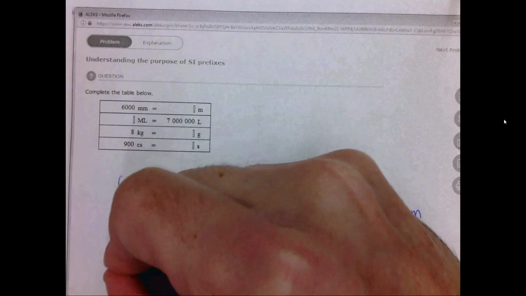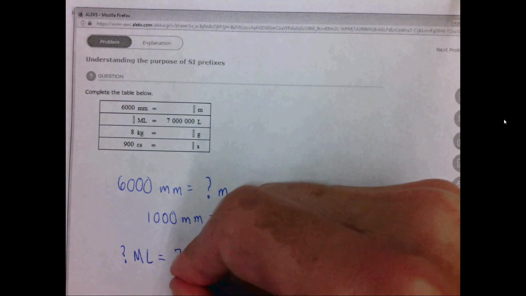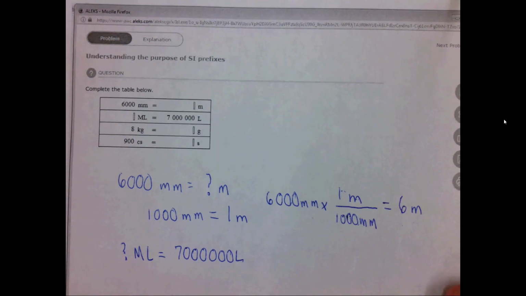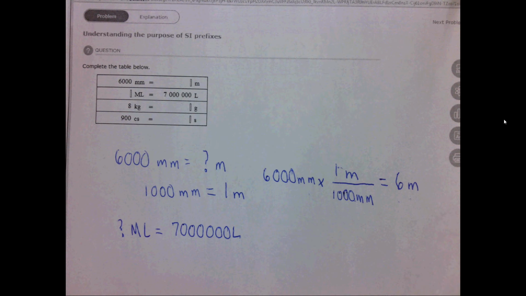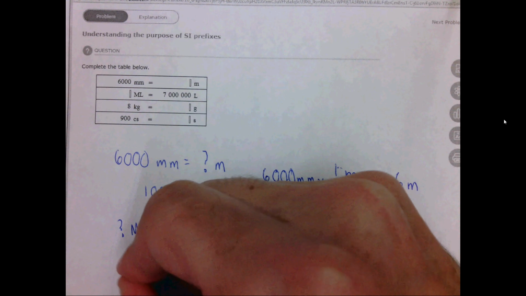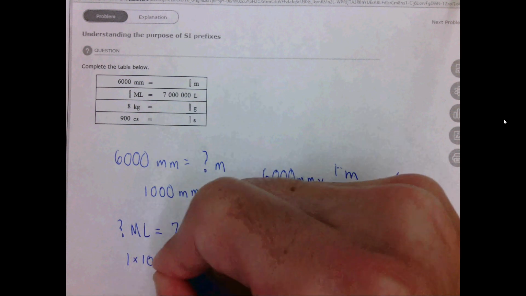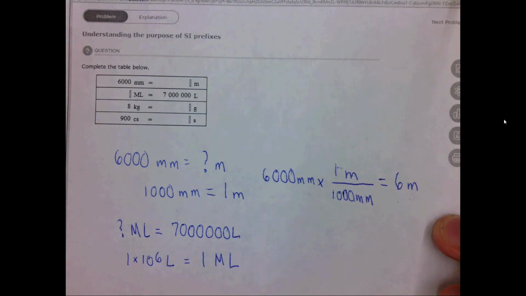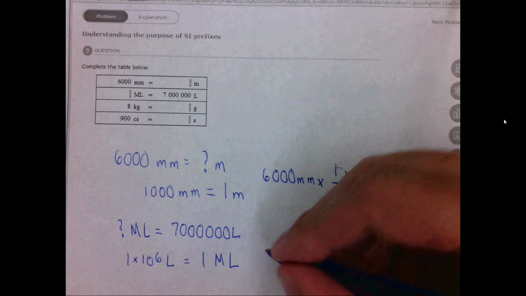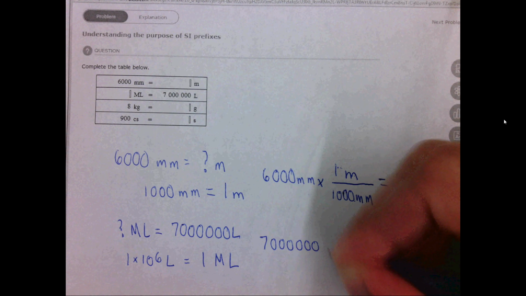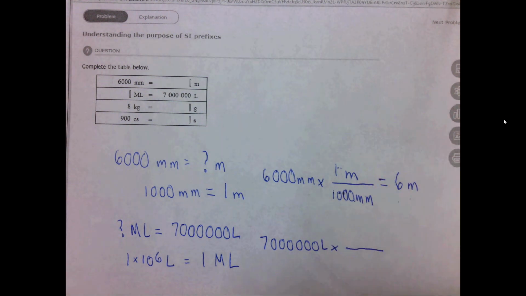We want to know how many megaliters are in 7 million liters. Again, we need an equality that relates these units. And it turns out that 1 times 10 to the 6, or 1 million liters, equals 1 megaliter. Mega means a million. So again, starting with the 7 million liters times, we're going to write this in fractional form.